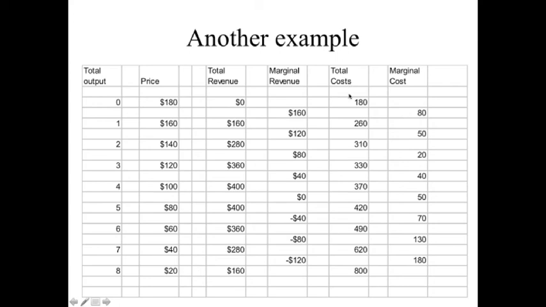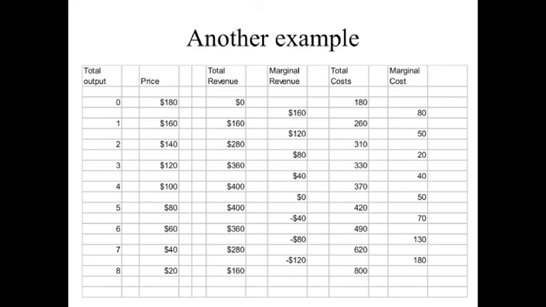Total cost was given. So what's marginal cost? It's just the change in total cost when you sell one more unit. 80, 310 minus 260 is 50, 20, 40, 50, 70, 130, and 180. So from here, what output should the firm produce? Take a moment, pause it if you need to. If you can't find it immediately, go ahead and pause it. I'd like you to try to figure out what output this firm should produce.